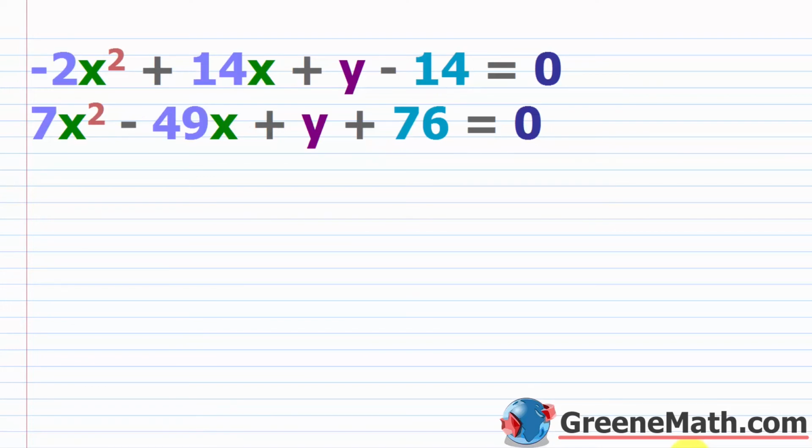All right, so the next system is very easy to solve. It's when you get two parabolas, okay? So you'll notice that you have negative 2x squared plus 14x plus y minus 14 equals 0, 7x squared minus 49x plus y plus 76 equals 0.